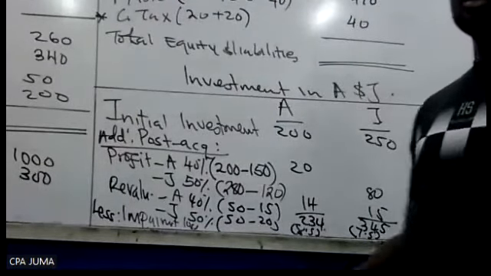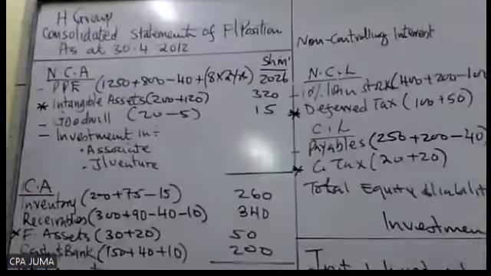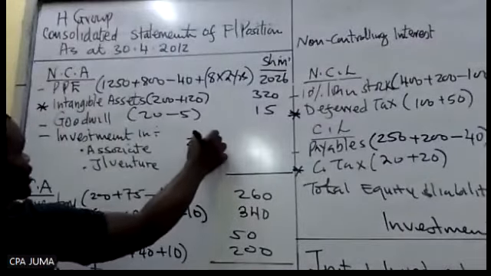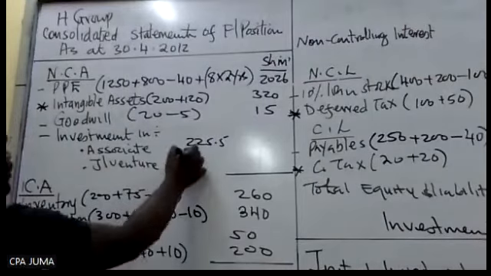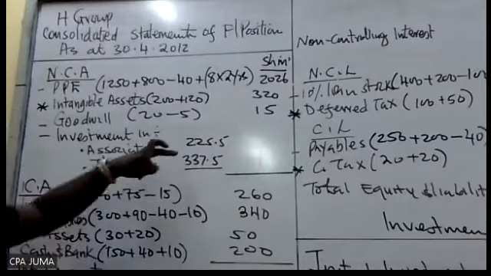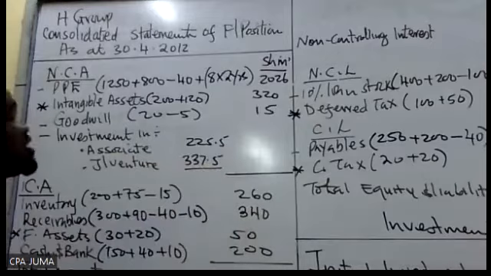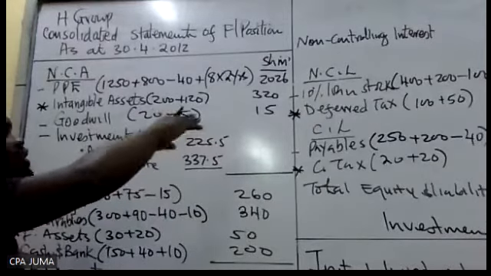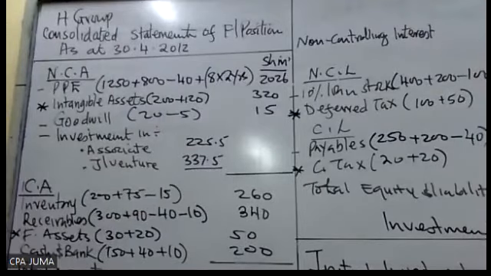The first one. So for A, I'm being informed here. Don't take it to the far end. Bring it somewhere here, 225. And for J, 337.5. Then add the two. Add this plus this. I'll tell you why I'm doing that. This and this, we bring it here. Sometimes they want to mark them one by one. Sometimes they just say investment in joint venture and associates, then they bring one figure. So you can separate them like that.